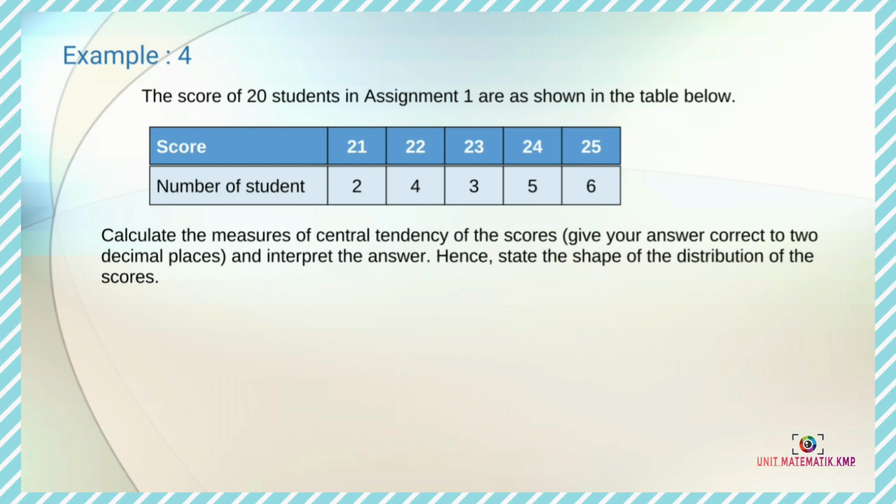Even though the data given is tabulated here, it is still ungrouped data because no interval constructed for the observation. Okay, we don't have the interval here. And here, also known as frequency.